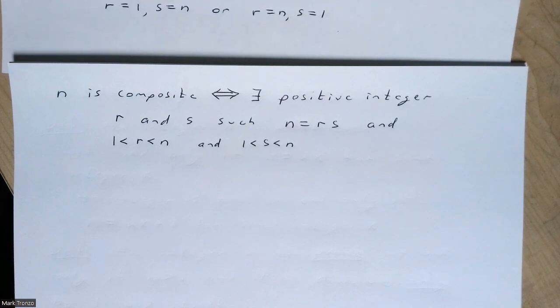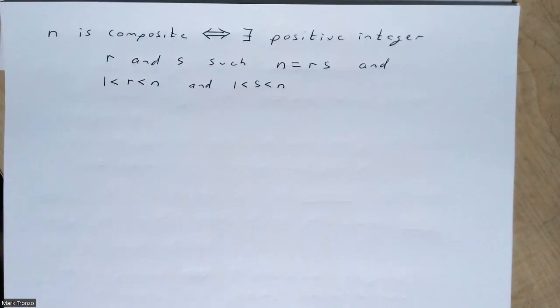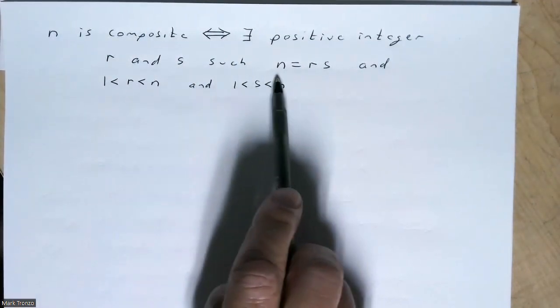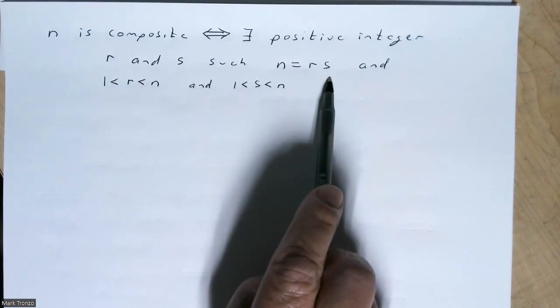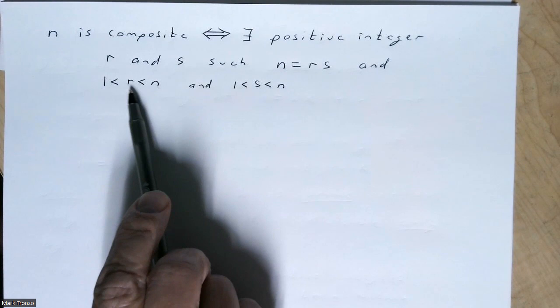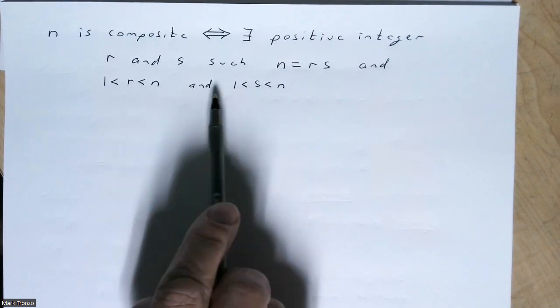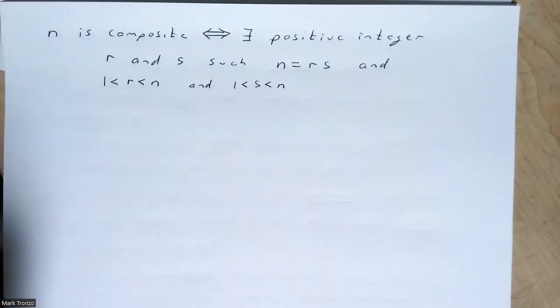Again, a composite number is not prime. And so notice this definition, how it's written. It's composite if there are two numbers R and S such that this number is equal to R times S, and R is greater than 1 but less than this number n, and S is greater than 1 and less than that number n. Then it's composite.